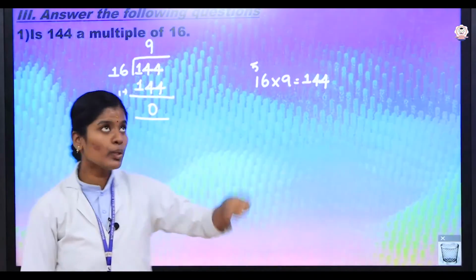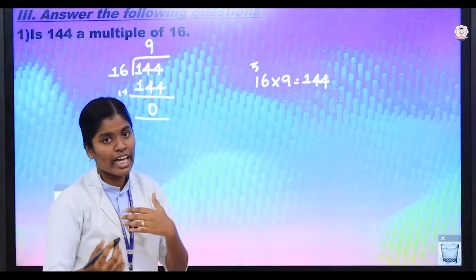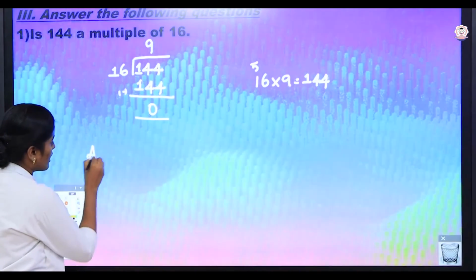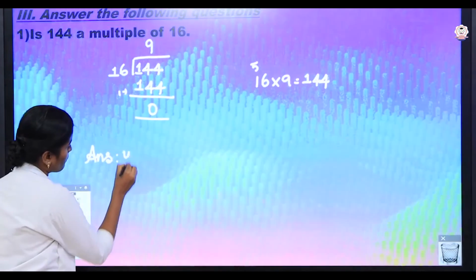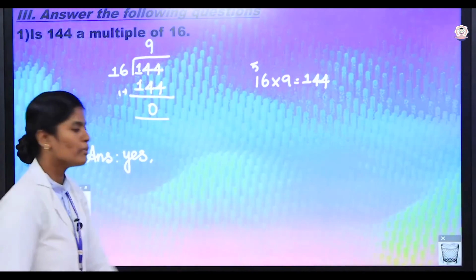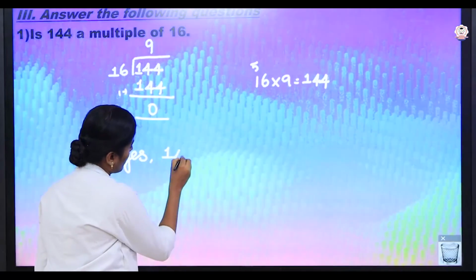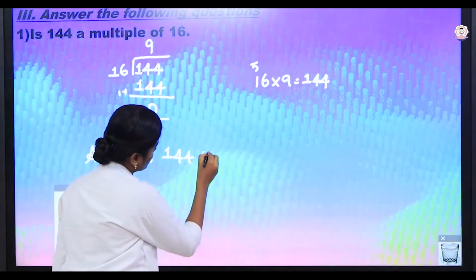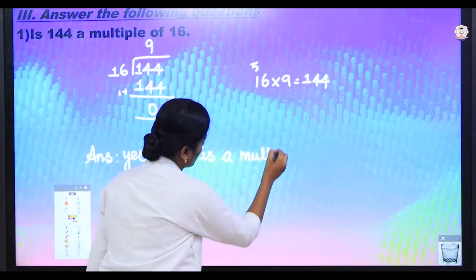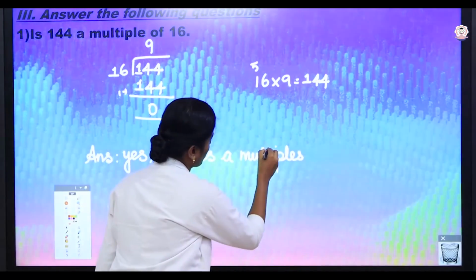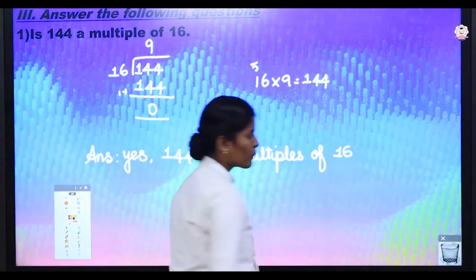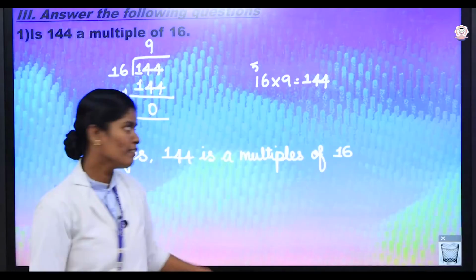So already I told you, this type of question means you are going to do division. If in the remainder you get 0, the answer is yes. So write the answer yes. 144 is a multiple of 16.